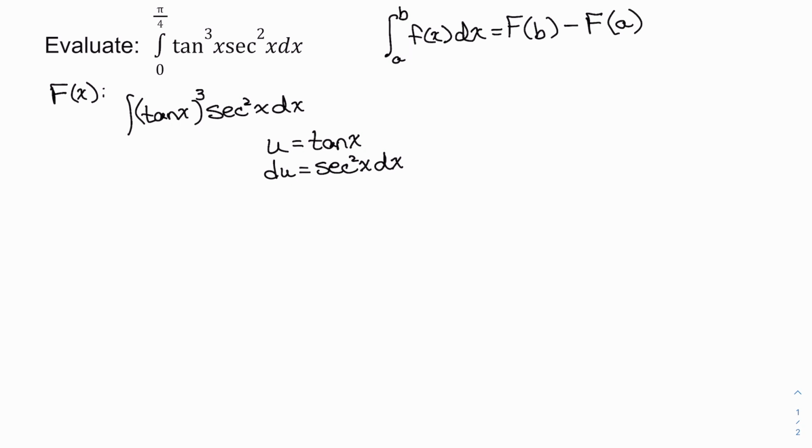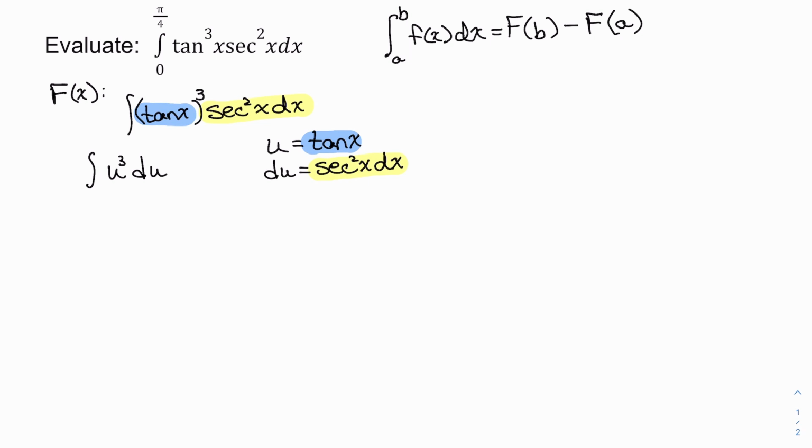Now, when we make our substitution, our u is tangent x, so we're going to put u where tangent x is. And our du is secant squared x dx. So we are going to replace the secant squared x dx with the du. So now we have our integral of u to the third, and remember the secant squared x dx all goes out with a du replacement.